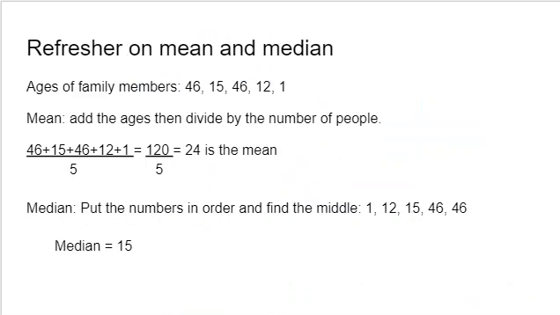Quick refresher on finding mean and median. If I had this data set of ages in my family, I would add all of the ages and divide by the number of people. So adding all the ages gives me 120. Dividing by 5 people gives me 24, which is the mean of the data set. To find the median, I need to put the numbers in order, 1, 12, 15, 46, 46, and then find the middle number, which is 15.